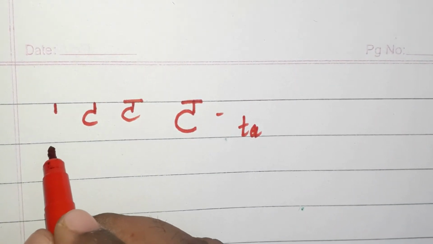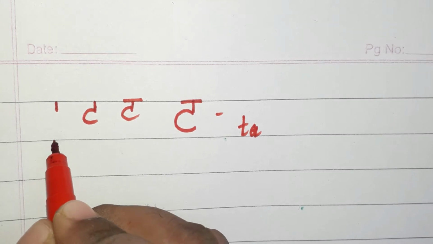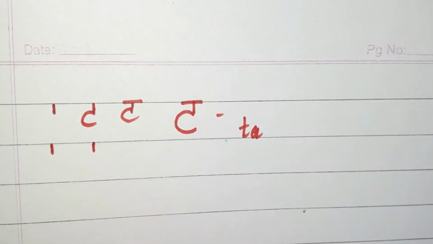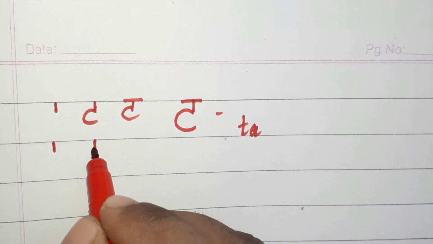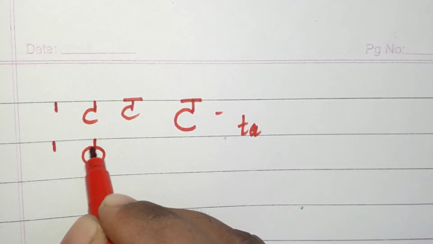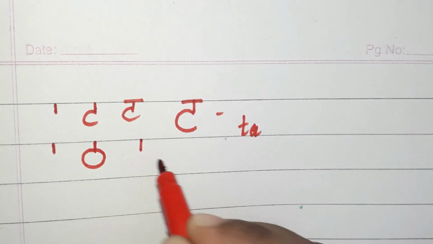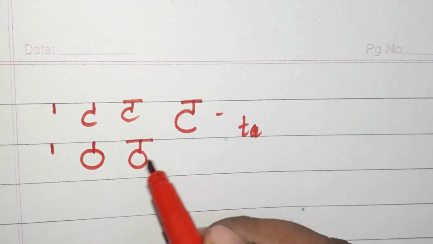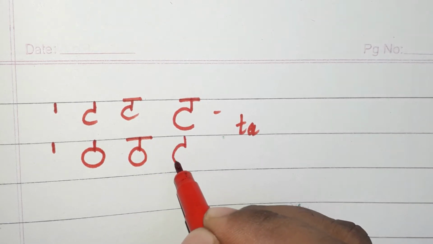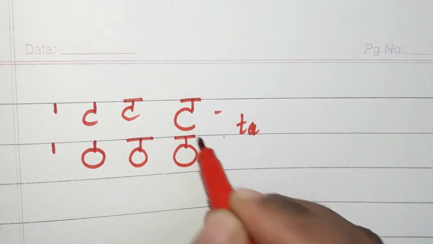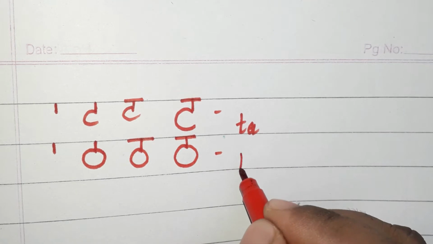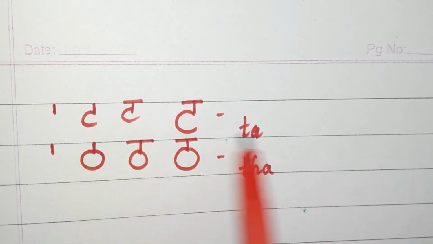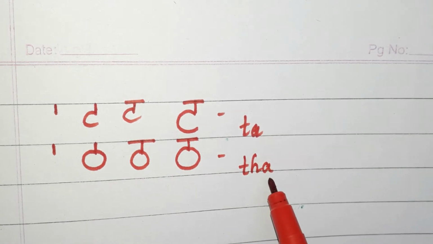How to write th? This is also very easy. One small standing line, another small standing line. Then the second step is we'll write a 0 here. Then a standing line and a 0 and a sleeping line is th. So in a big size, if I write, this is th. What will the spelling be in English? D-H-A, tha. So now this is t, this is th.